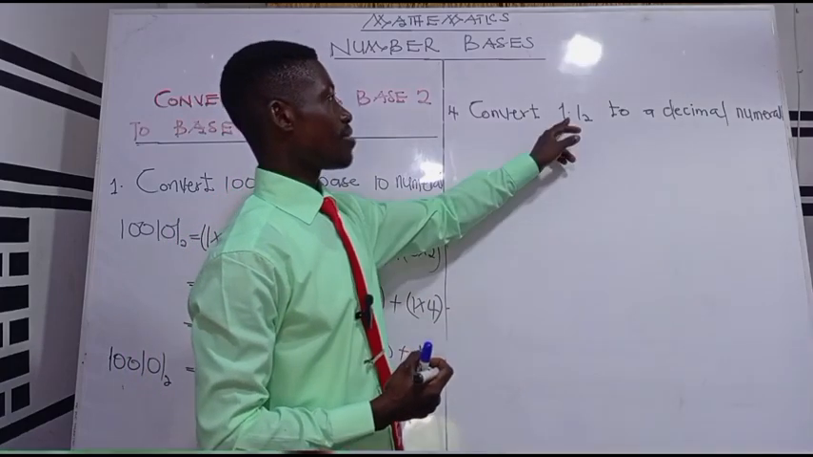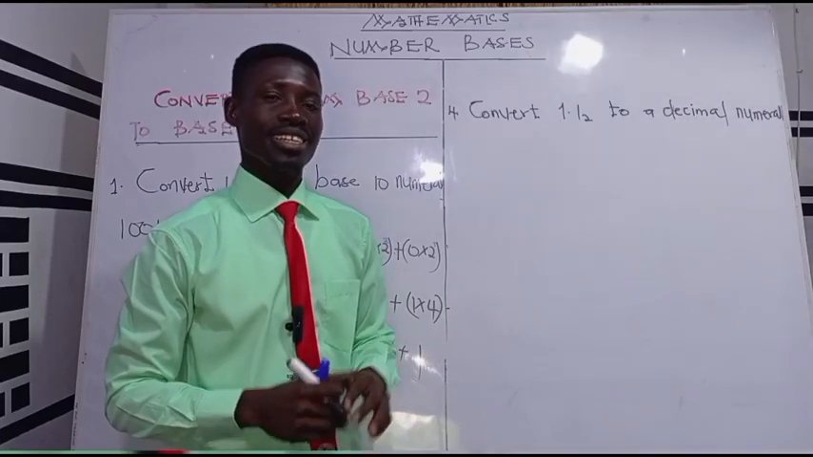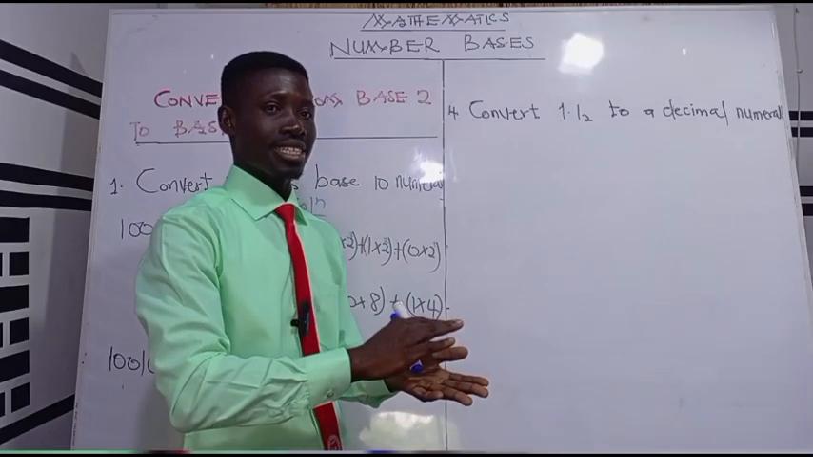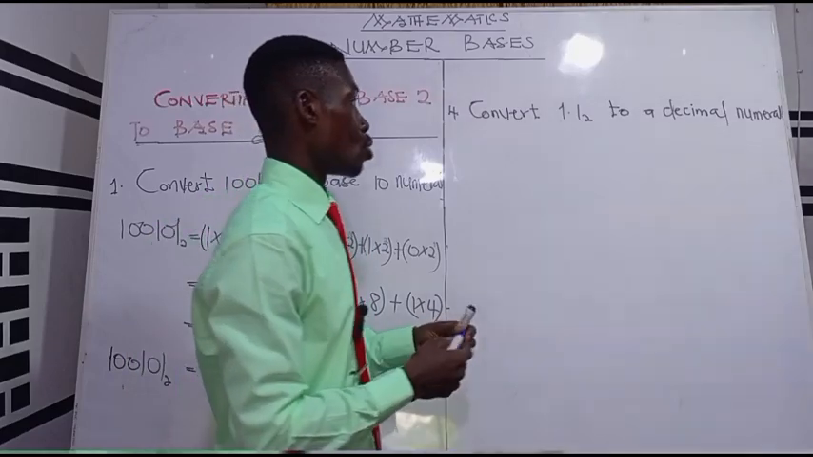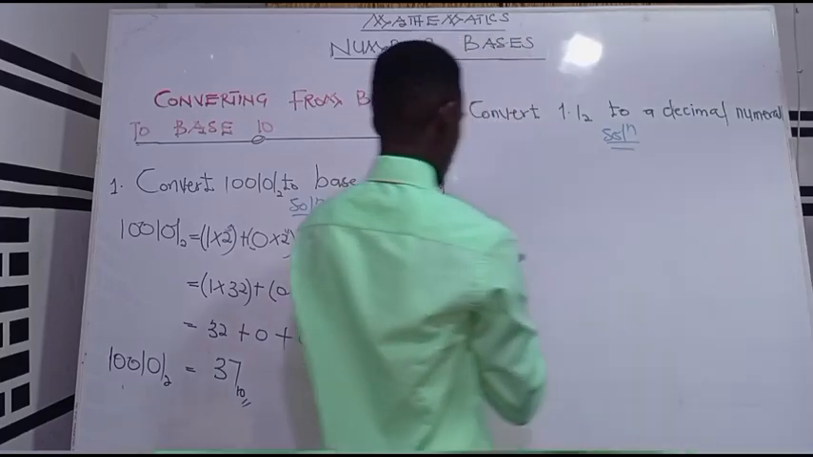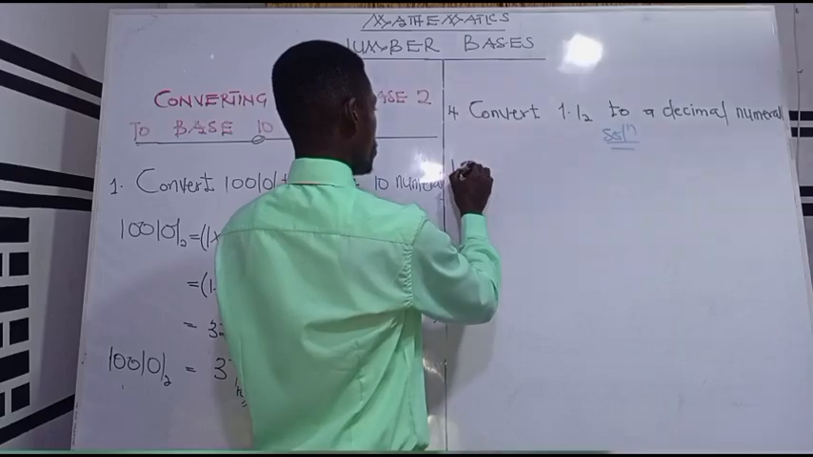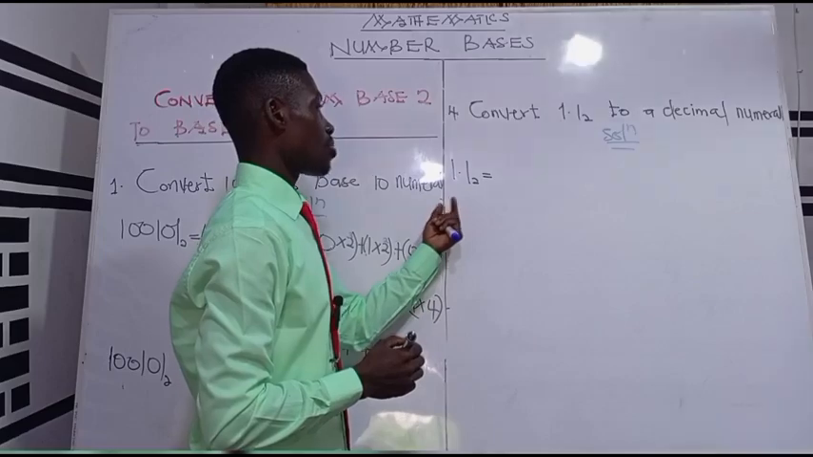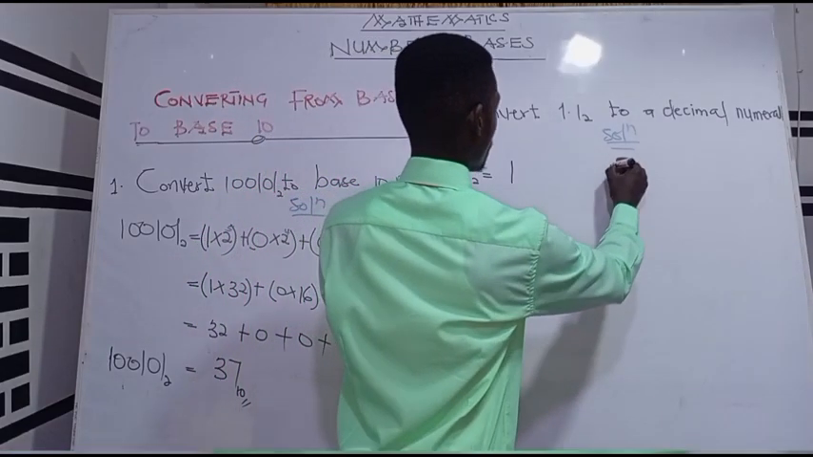You realize that we have a decimal point within the number. How do we go about it? Now, its procedure is quite different from this one, but it follows somehow the same. So let's go through and see how it goes. We are following the same procedure. We have 1.1 base 2. So with this also, we are going to write the number as seen. So we have 1 and then 1, isn't it?